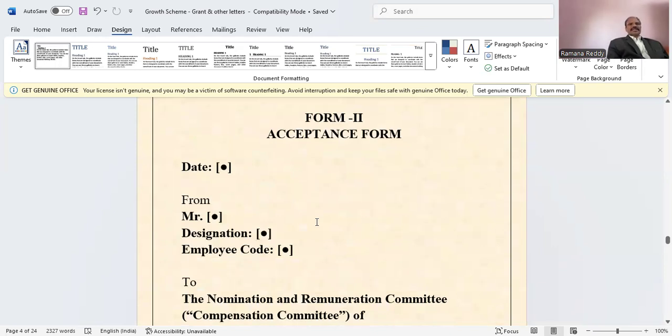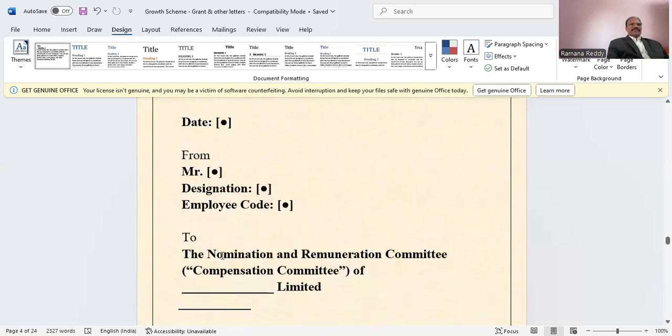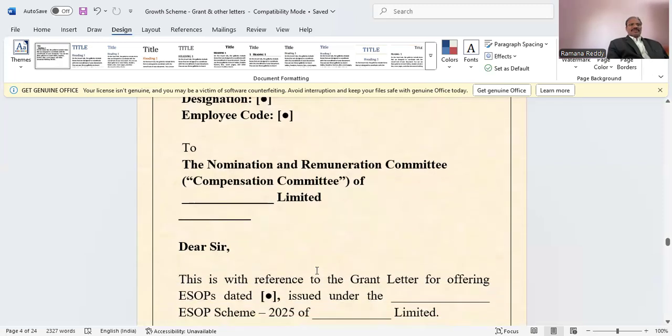And this is what I discussed about the grant letter. First I discussed the covenant letter, then the grant letter. Now I'll explain the acceptance form. The grantee has to accept within the timeline given in the grant form. Here he will give the acceptance with the date, his or her name, designation, and employee code. He will address it to the nomination remuneration committee or compensation committee.